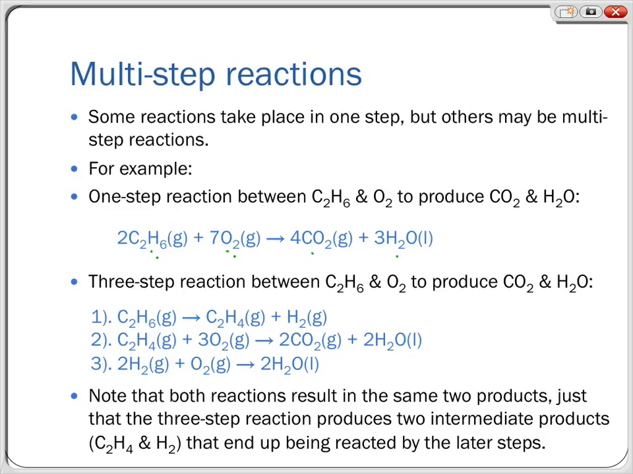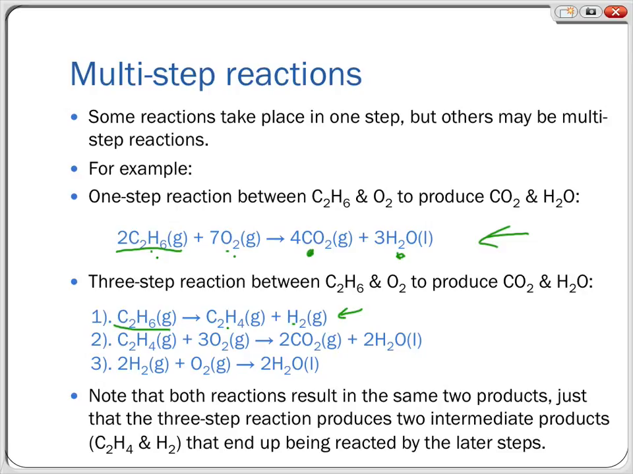And so this same reaction could be done in three steps. Here we start with C2H6. It decomposes into C2H4 and hydrogen gas. Now notice that C2H4 and hydrogen gas are nowhere in the original problem. That means we're going to have to use them up in the other two reactions so that we end up with our products, because this reaction didn't produce either the CO2 or the H2O.